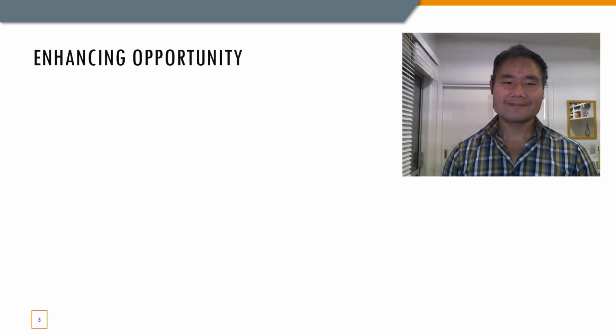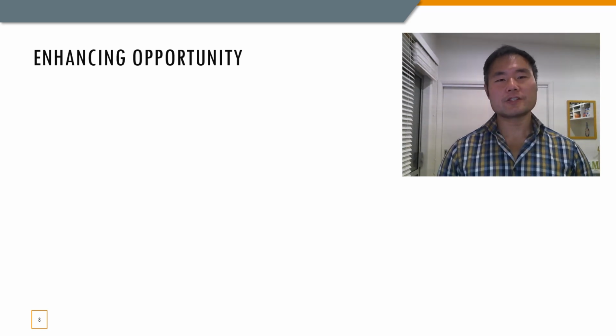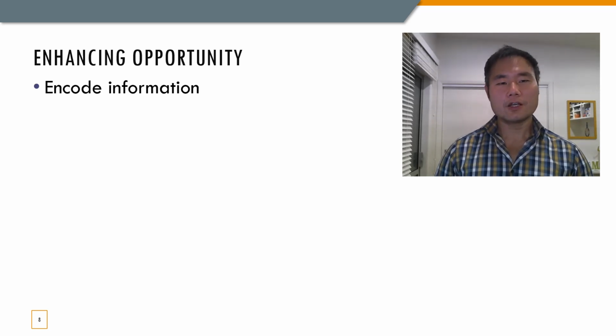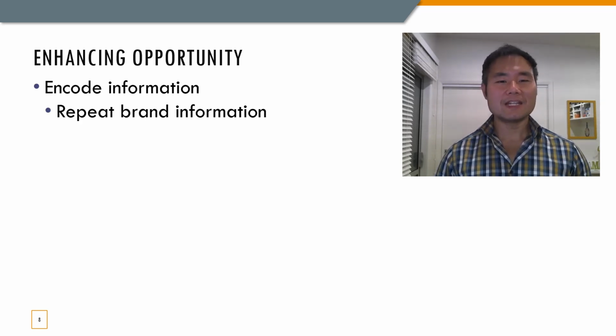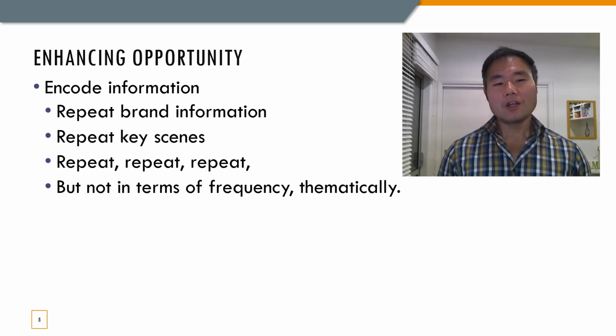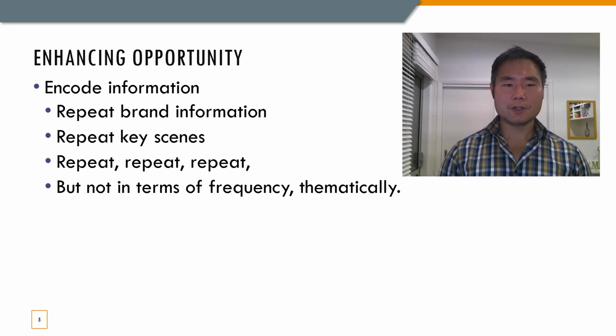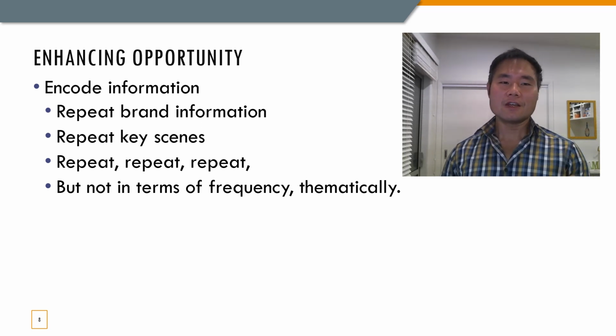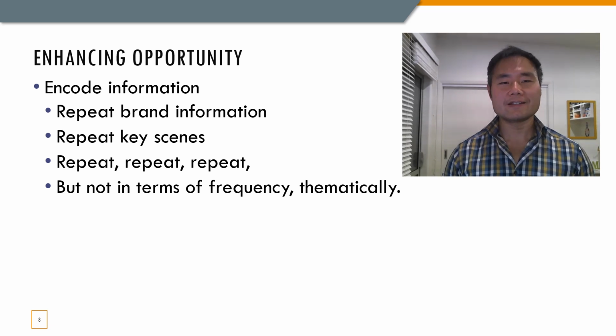Enhancing opportunity is another thing to consider in terms of cost effectiveness or message effectiveness. So you can encode information in a way by repeating the brand information, repeating key scenes, repeat basically, but not just in terms of frequency, remember, because then that is all about cost efficiency. When we're talking about cost effectiveness, we want to make sure that every single message that you send, or every single time a person sees an ad, they have these opportunities to really encode and understand what your brand is about. So thematically, you want to repeat stuff.